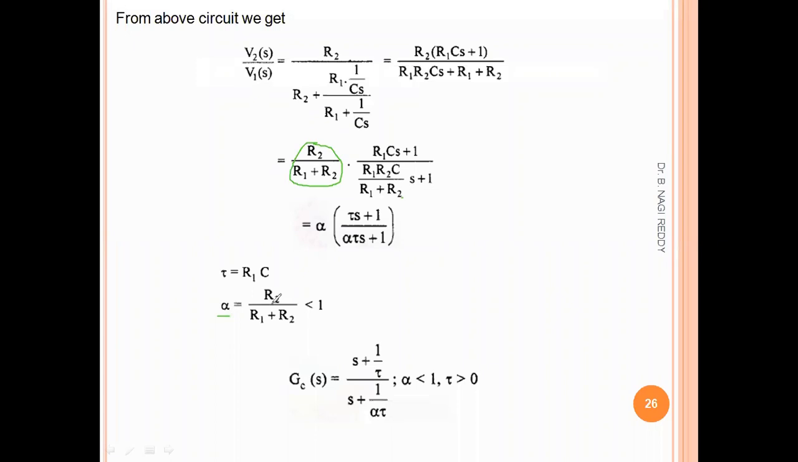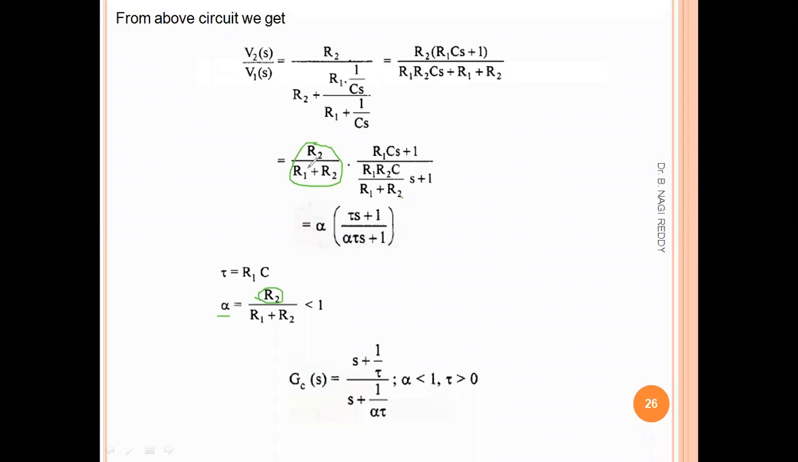You can see R2 by R1 plus R2. That means the numerator is always lower than the denominator. R2 is the second resistance, R1 is the first resistance, so R1 plus R2 means the total resistance. Resistance is a real value, so this is a real constant. Alpha is a real constant, which is called the attenuation constant.